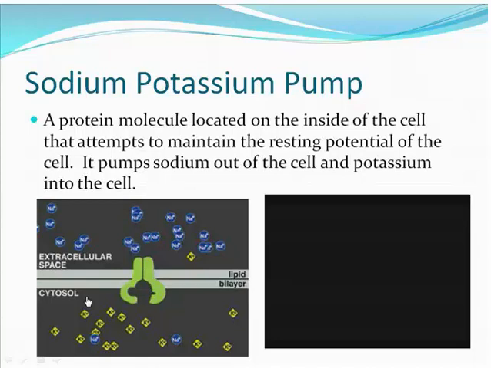It's like the bouncer in the cell that says, you know what? K is supposed to be on the inside, but Na is not supposed to be on the inside. So it does its job of going ahead and pumping K into the cell and pumping Na out of the cell. It tries to maintain the homeostasis of the cell, or the balance of the cell.